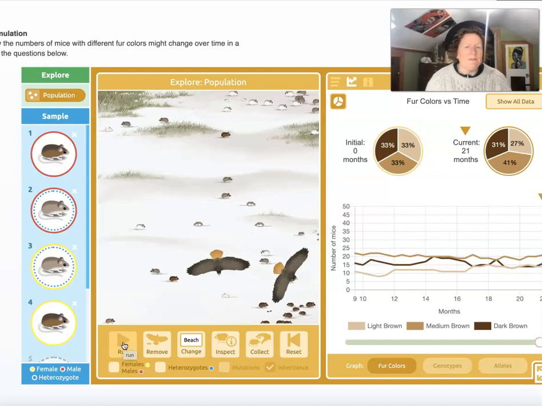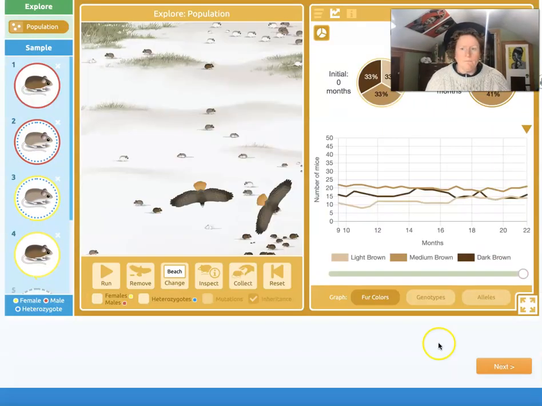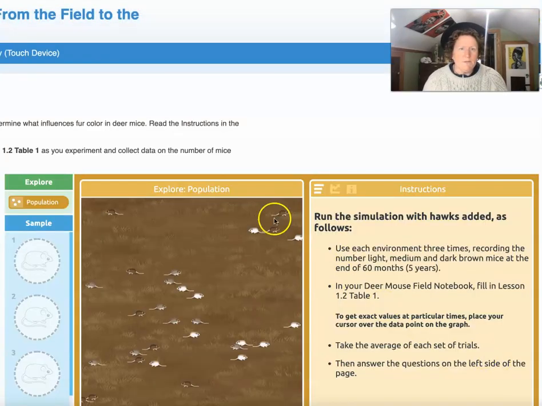So now you know basically how to use the simulator, and that's going to be important for the next several days of lab. And we'll learn more about the simulator as we keep going. Let's head to the next page here.